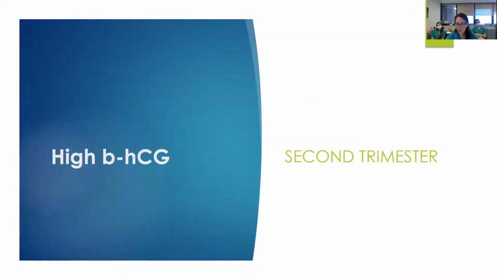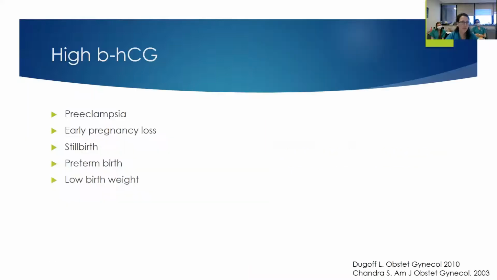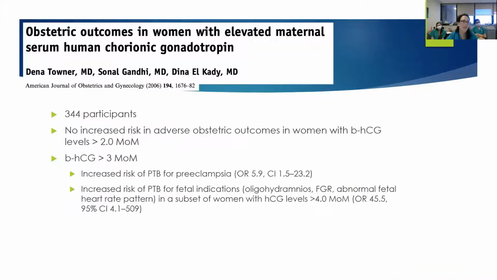Now, high HCG in the second trimester. It has been associated with preeclampsia, early pregnancy loss, stillbirth, preterm birth, and low birth weight. This study in 2006 had 344 participants, and they didn't note an increased risk in adverse obstetric outcomes in women with HCG more than 2 MOMs.